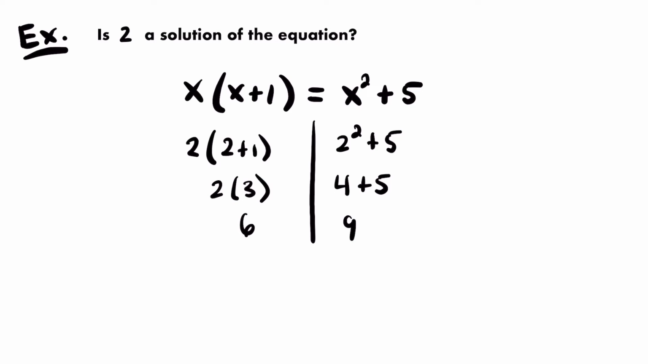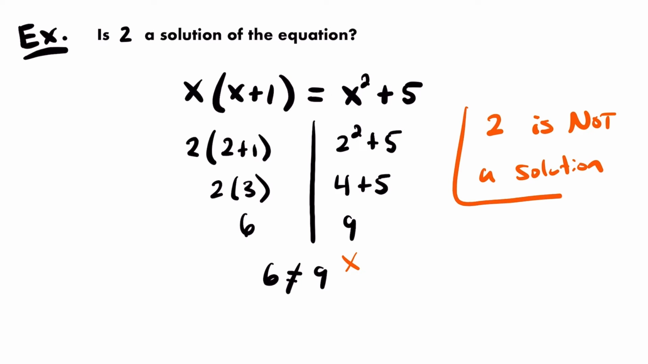So what we get here is a statement of 6 equals 9 for this equation, but that's not true, right? 6 is not equal to 9. So we'll write that 6 does not equal 9. That is not a true statement, or at least it wasn't before I drew the not equal sign, which means that 2 is not a solution of this equation. All right, so our final answer here is that 2 is not a solution. Okay, when we plugged in 2 into the equation for x, we got two different numbers on either side of the equation, so it can't be a solution.